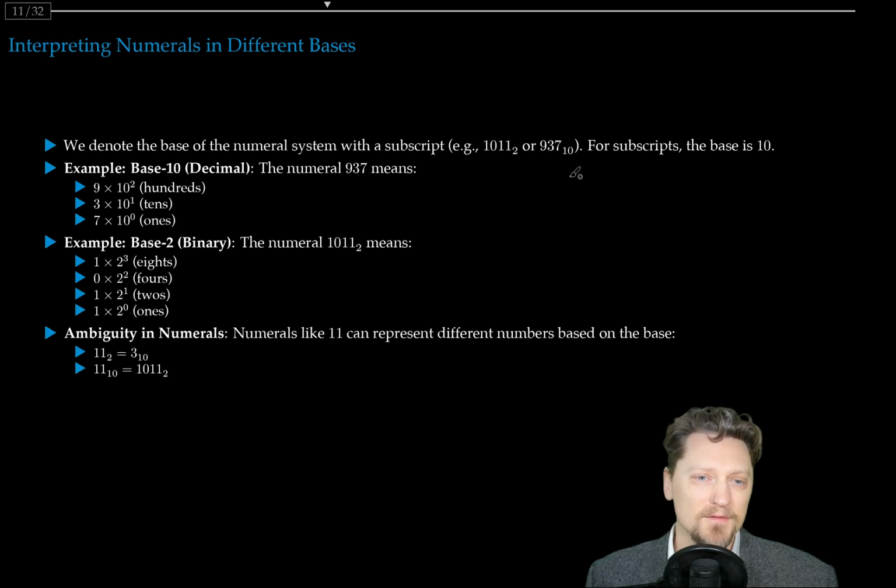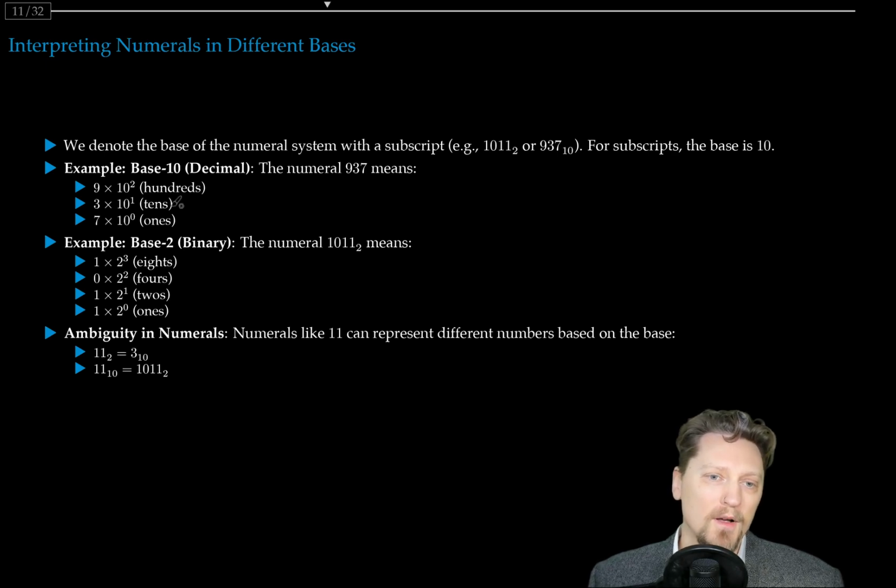Here's an example. Base 10, decimal. The numeral 937 means 9 times 10 to the 2, so 9 hundreds. 3 times 10 to the 1, tens. 7 times 10 to the 0, ones. So 9 hundreds, 3 tens, 7 ones.